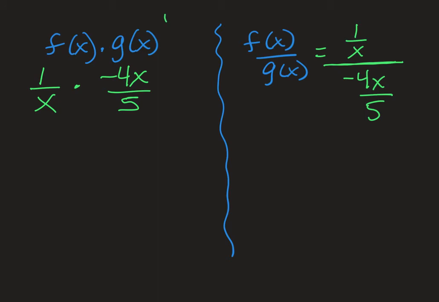So no LCD, right? That's the good news here. I don't need an LCD for multiplication and division. So for multiplication, for this first one over here, I have two options. I can either look to cross reduce if I see anything that can cross reduce.